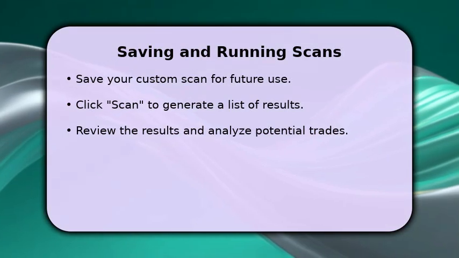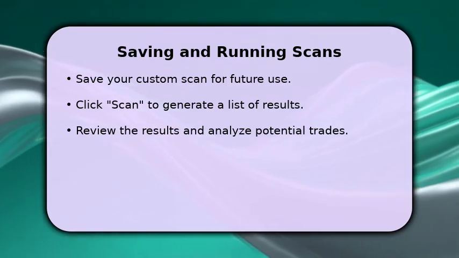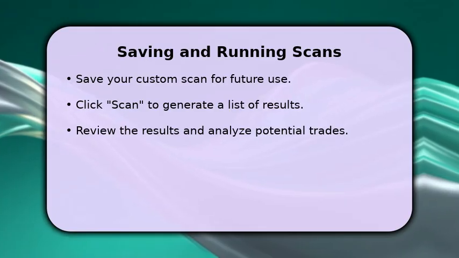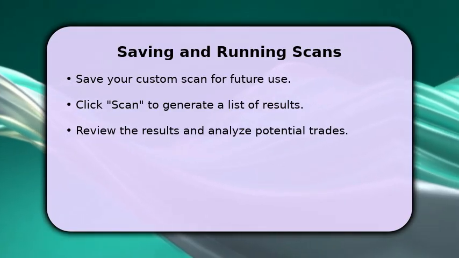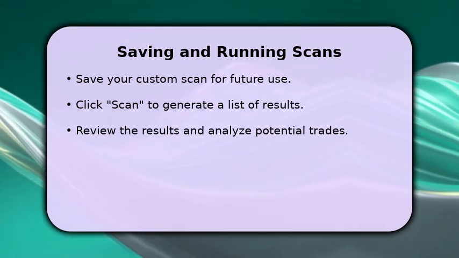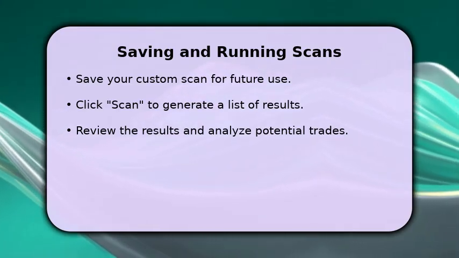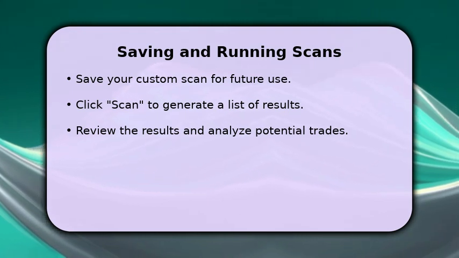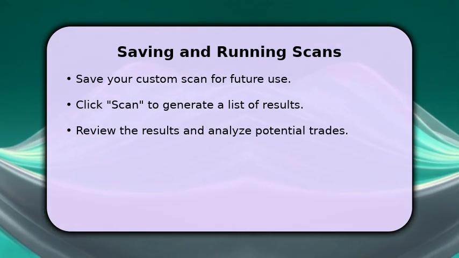Once your filters and studies are set, it's time to save and run your scan. Click the Save Scan button to store your criteria for quick access later. Then, simply click the Scan button to execute your search. The platform will quickly generate a list of stocks that match all your specified conditions. Review these results carefully to identify the best potential trading opportunities.